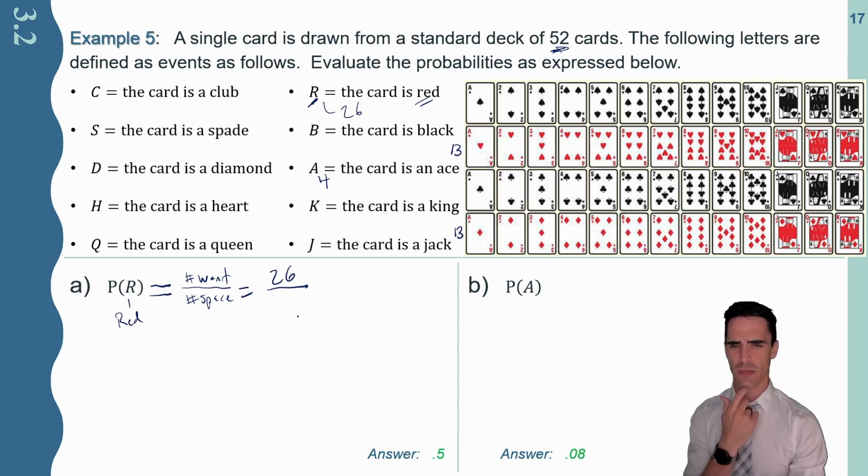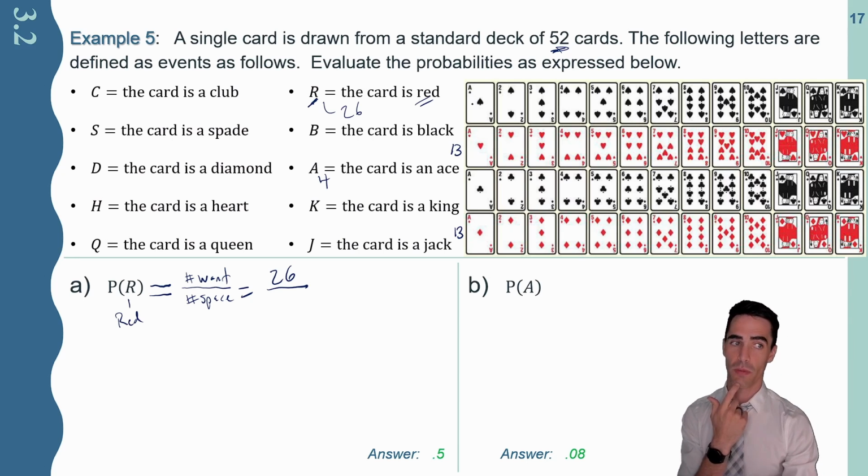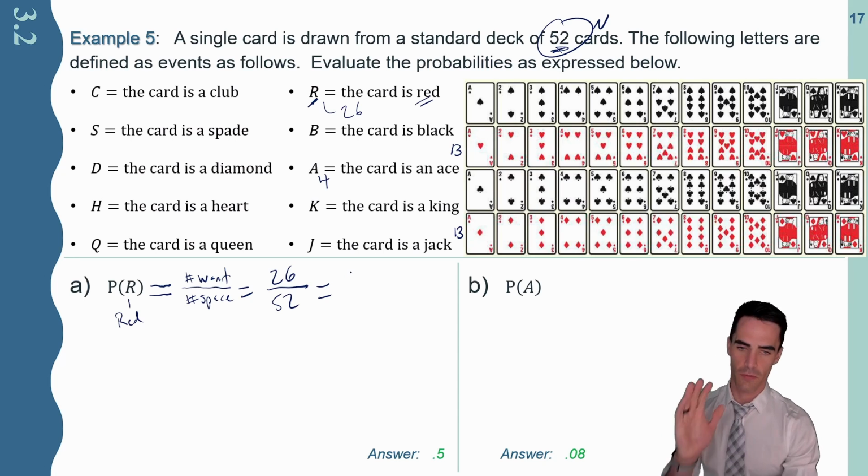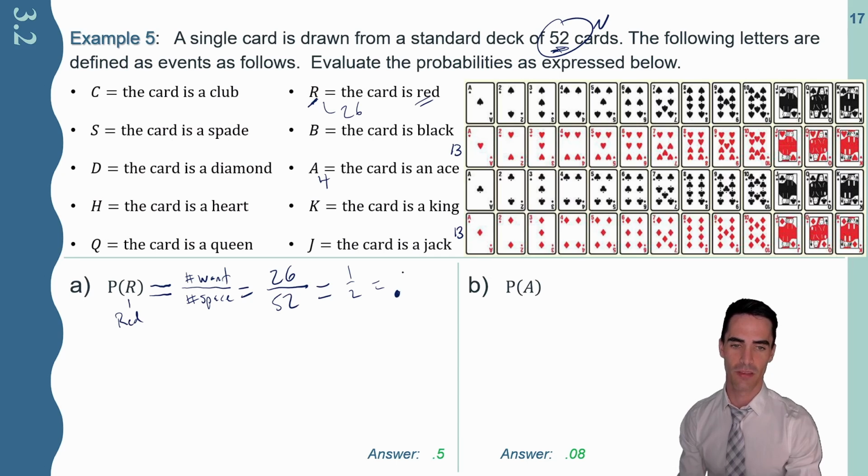Out of the total, how big is my space? You could count them up, or you could have 13 plus 13 plus 13 plus 13, or check it out, they gave it to us right here. There's my space. There are 52 cards in total. If you divide those two as a fraction, that would just be a half, because half the cards are red. So my probability is going to be 0.5 or 50%.